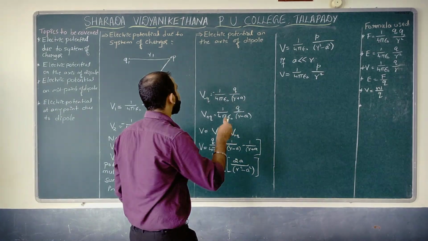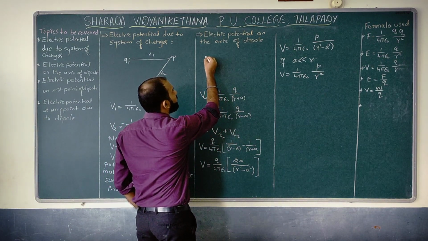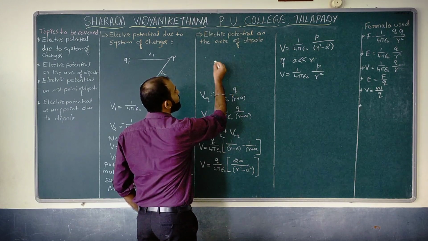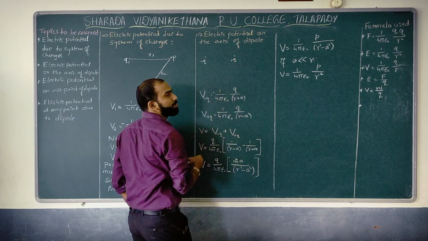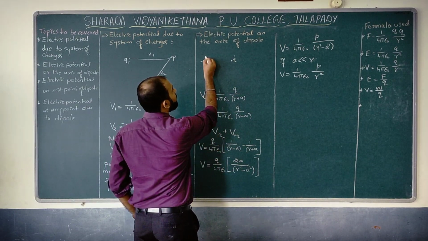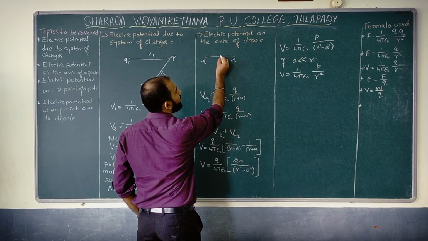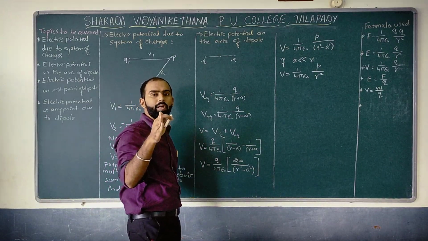So let us take your dipole somewhat like this. You take 2 points somewhat like this. Let us say this is minus q, and this is plus q, correct? And let us say these two are separated by a small distance. Can I say it is the center of a dipole over here? Correct? What is the length of your dipole?